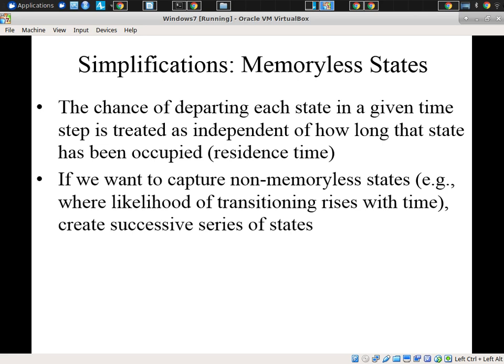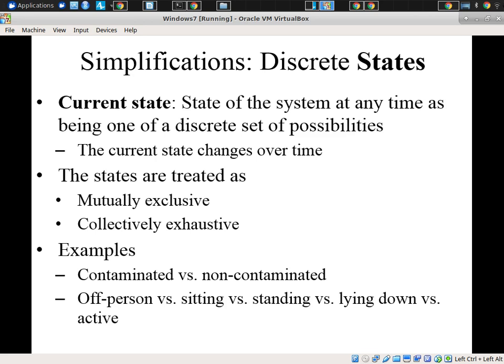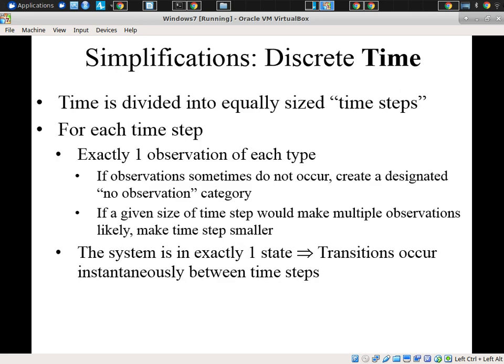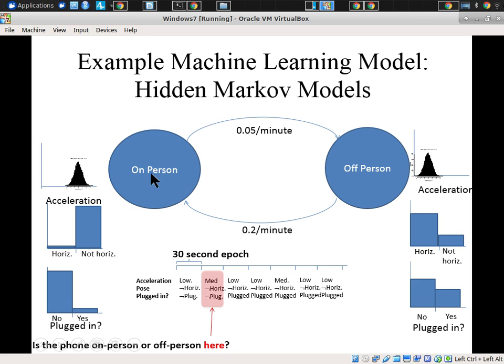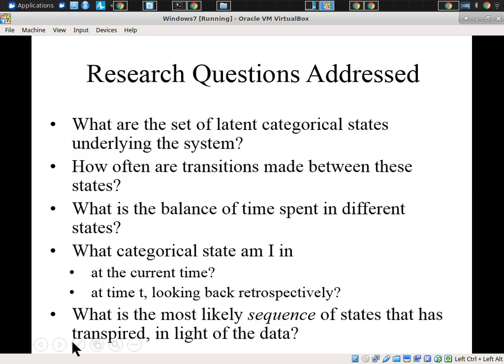Sorry, in the last slide when you were saying exactly one observation for each time, can I ask what the type of one? Of each type of observation. So, for example, here I have three types of observation: acceleration, the phone pose, whether it's horizontal or not, and whether or not it's plugged in. For each of these three types of observations, I'll have 0 or 1 observations for each interval. This is not a big deal. If you have more than one observation, you often take their mean or median value, depending on whether it's a continuous observation or not. So it's not a big deal.